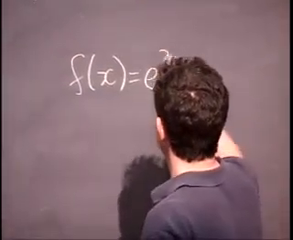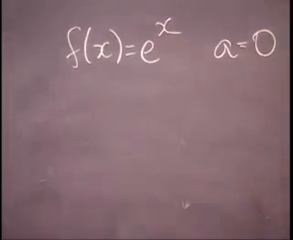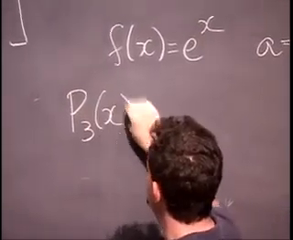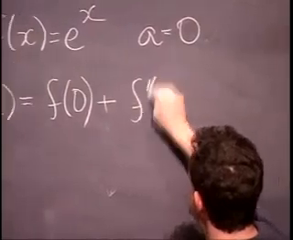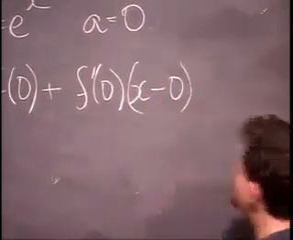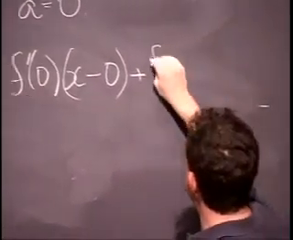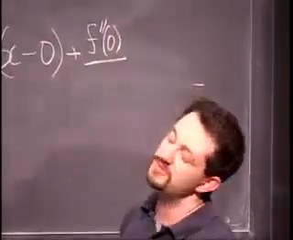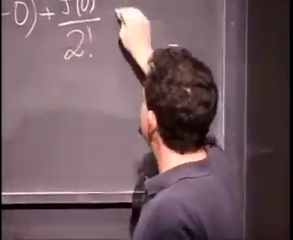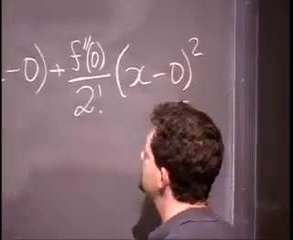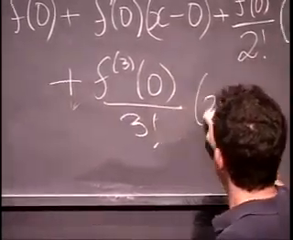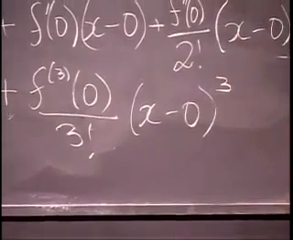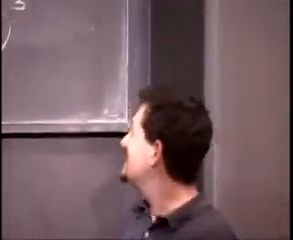By the way, if f of x equals e to the x and a equals 0, what is p3 of x? Well, p3 of x in general is f of a, plus f prime of a times x minus a. Notice that I'm substituting on the fly. Plus the second derivative, and I'm substituting on the fly a equals 0, that's what I meant to say. The second derivative over 2 factorial times x minus 0 all squared, plus the third derivative over 3 factorial times x minus 0 all cubed. That's the definition of P3 of x, and I simply replaced a by 0.